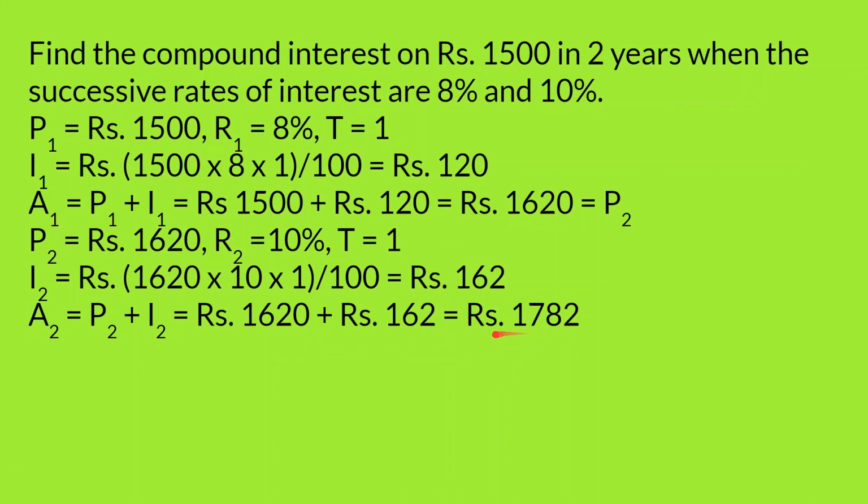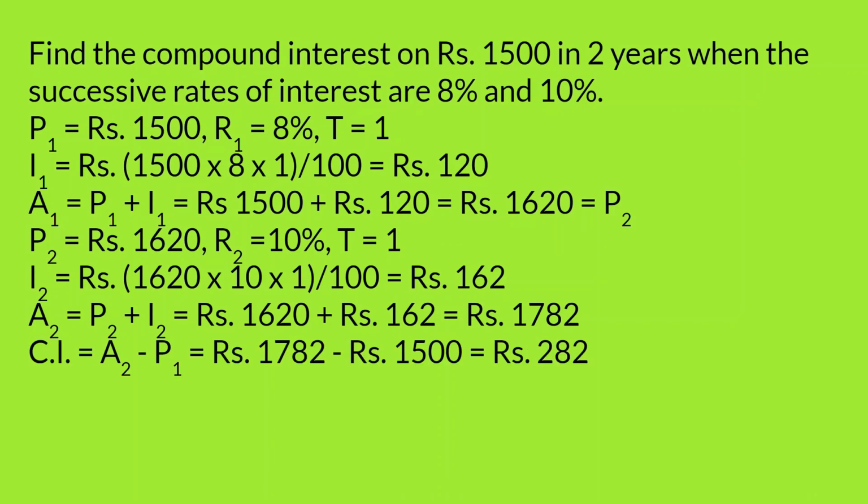You borrowed 1500, you return 1782. So what's the extra money you give? So that is A2 minus P1, amount at the end of final year minus original principal, is equal to 1782 minus 1500 is equal to 282 rupees. So this is our compound interest.